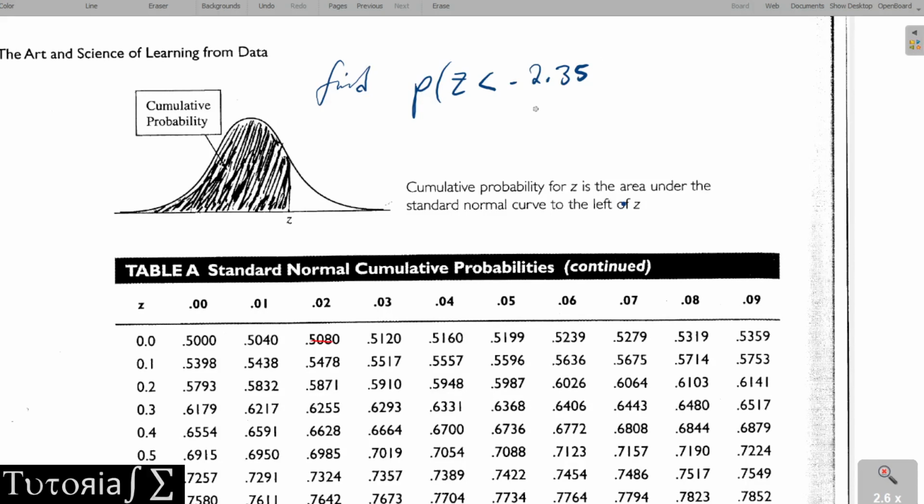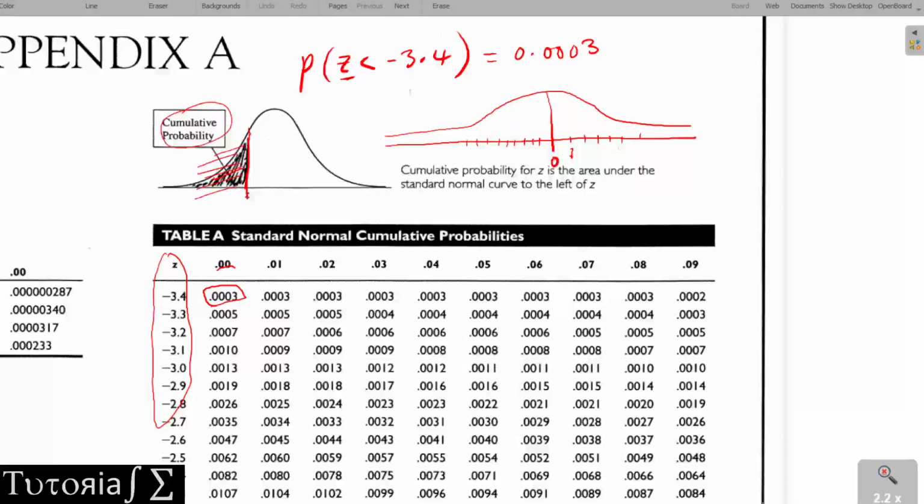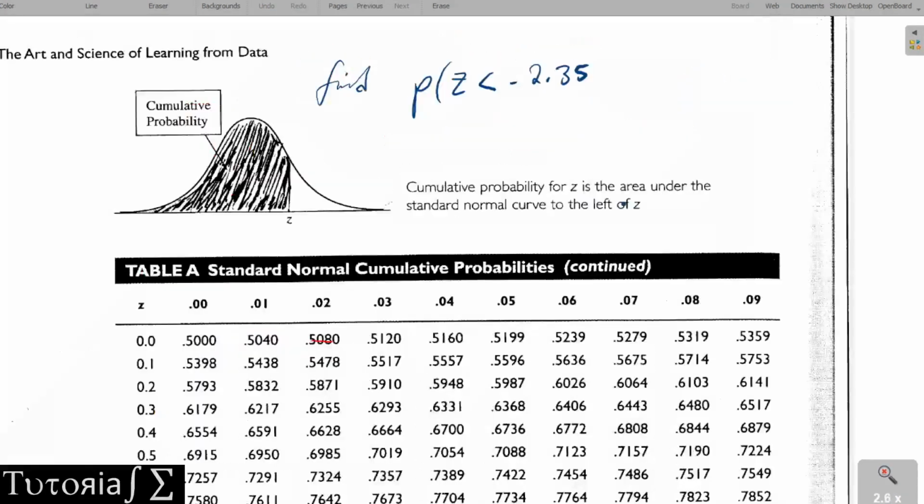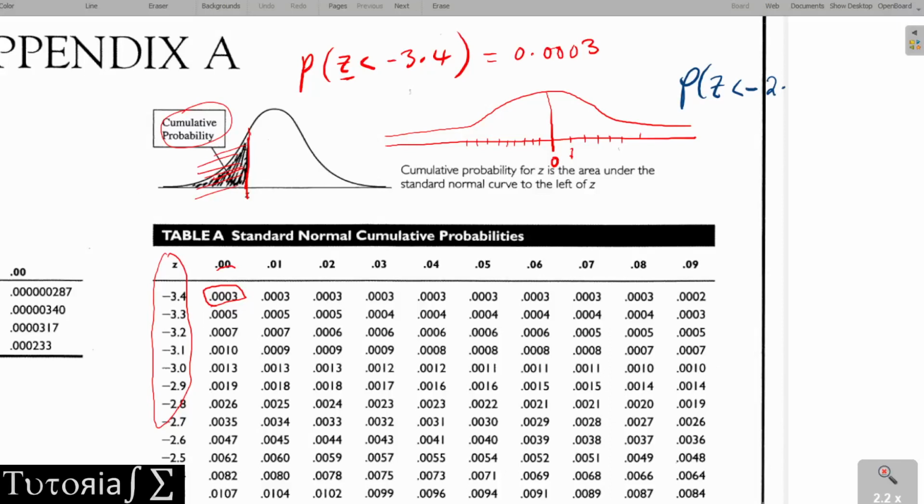Yes, -2.35. So what you do is you go for the negative parts. You go to the negative parts. What was that? That was the probability of z less than -2.35.